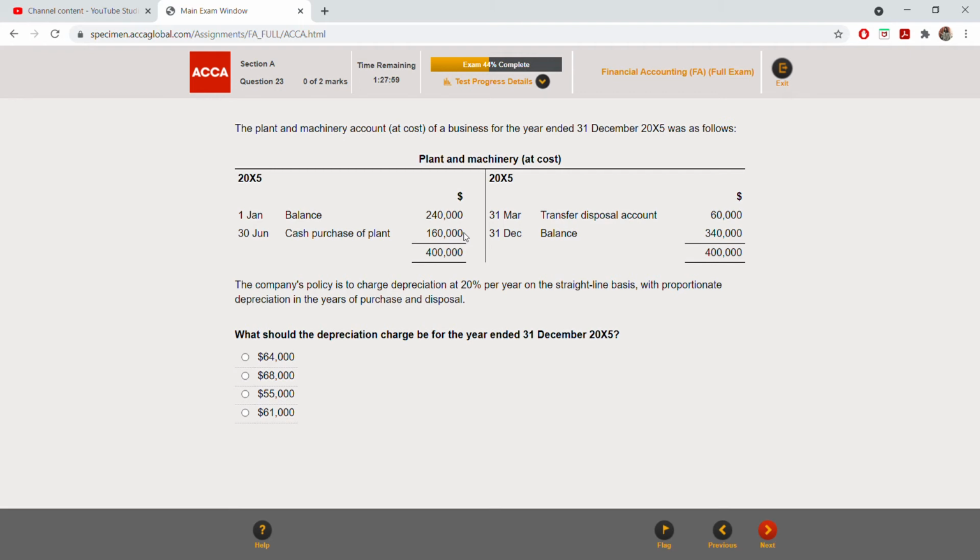Keep on adding because all this is in the depreciation account. Next, when you purchased this 160,000, on this 160,000, 20% now for 6 months, from 30th June to December. So it will be 16,000. Add all, 12,000 plus 9,000 plus 34,000, which will be 55,000.